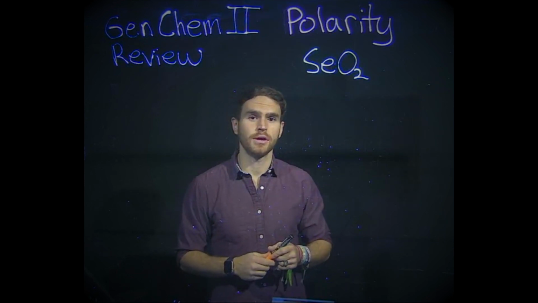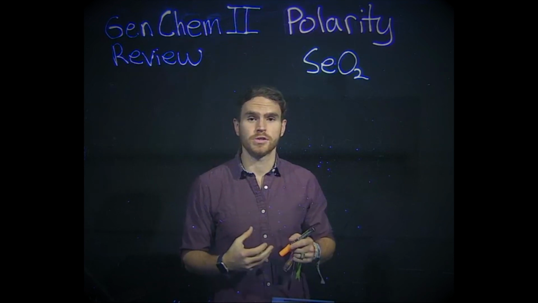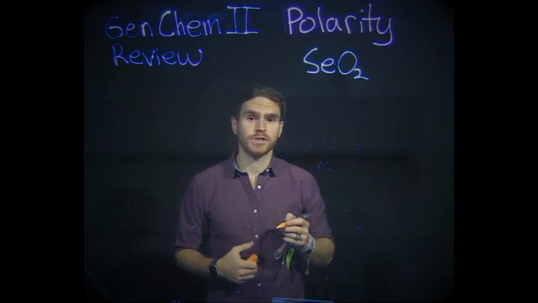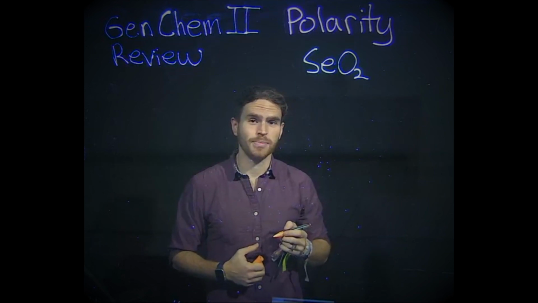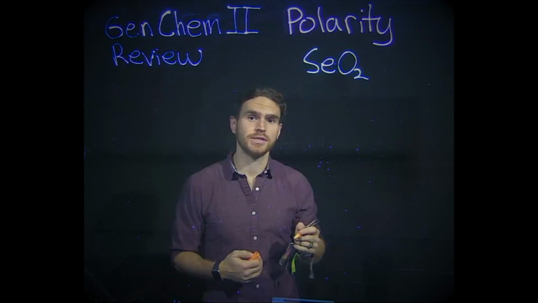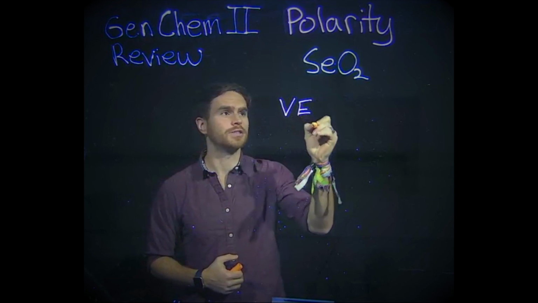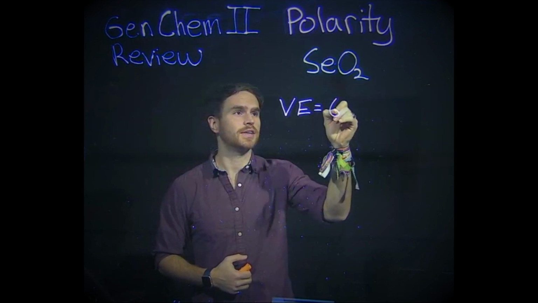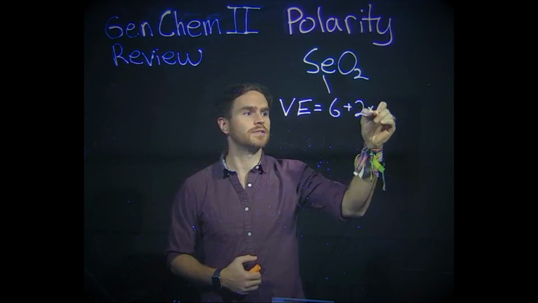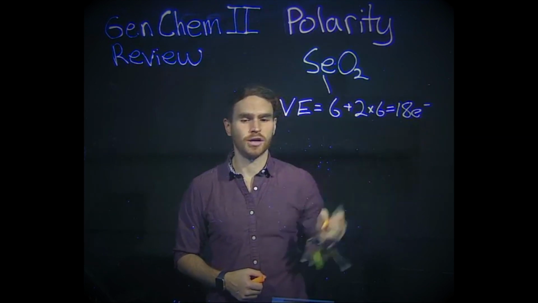In order to do that, we first begin by drawing the Lewis structure and subsequently using VSEPR theory to determine the molecular shape. So, valence electrons for selenium and oxygen can be obtained by looking at the periodic table. If you do, you find that both are in group 6, and thus each have 6 valence electrons. So the total number of valence electrons for selenium oxide is 6 coming from selenium, and then 2 times 6 coming from oxygen, for a total of 18 valence electrons.